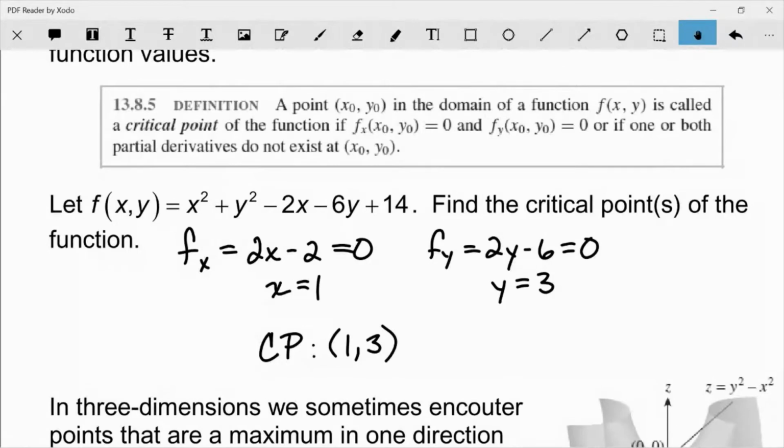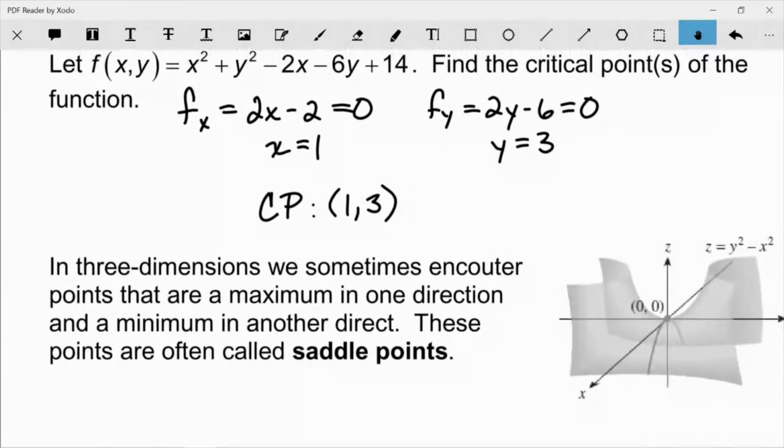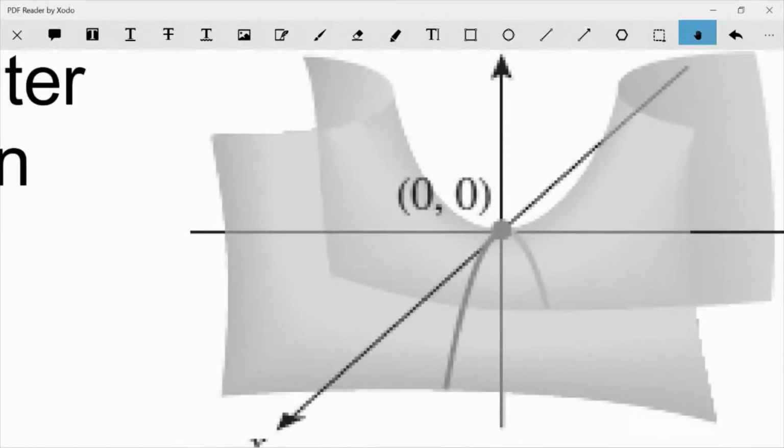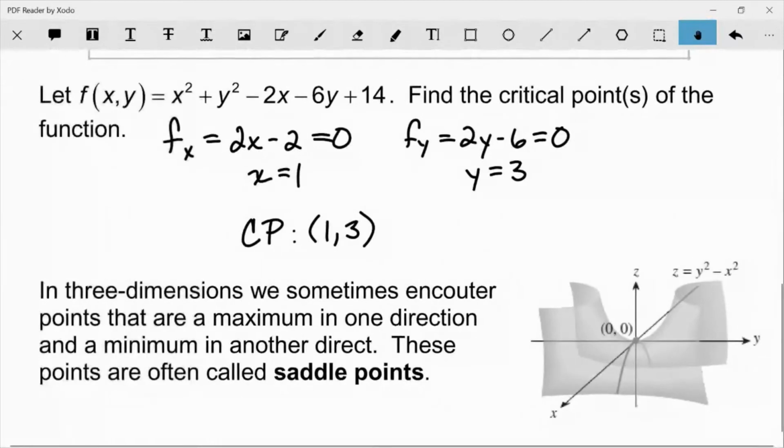Before we get there, though, everybody kind of knows what a max and min value is. In 3 dimensions, though, we have one other type of point that sometimes will show up, and it is called the saddle point. So essentially what we have at a saddle point is that if I look at this graph, and if I'm approaching it from one direction, it looks like a maximum point. But if I approach it from another direction, it looks like a minimum point. So that is referred to as a saddle point. So in addition to finding max and min values, we're also going to identify saddle points.